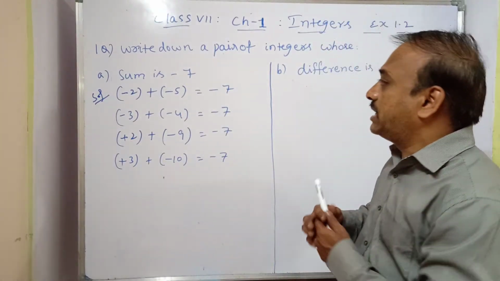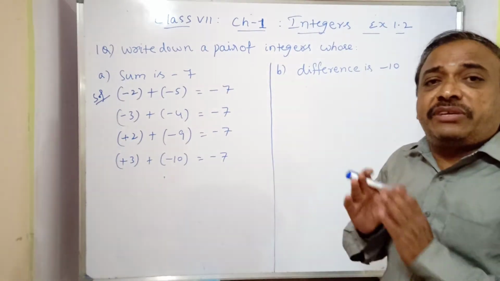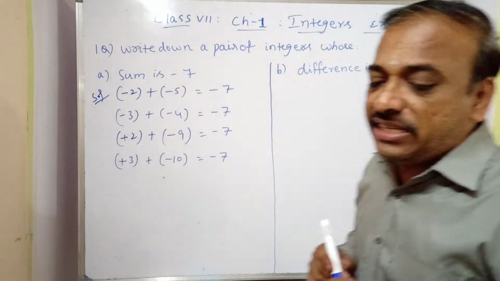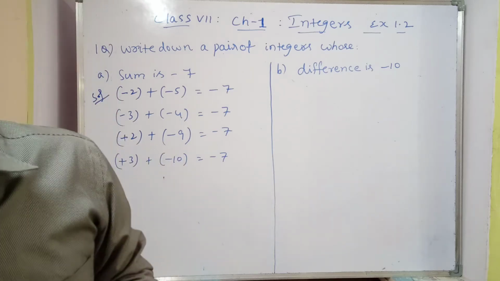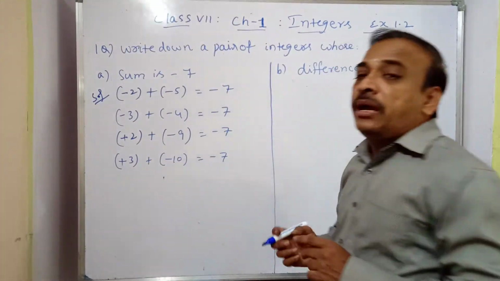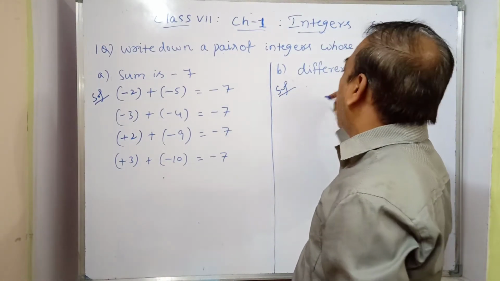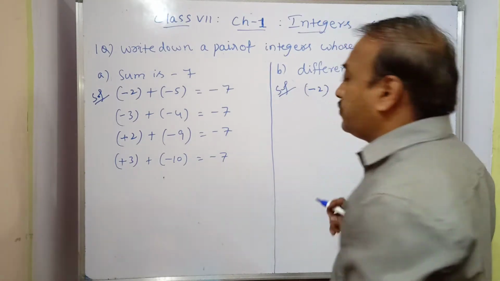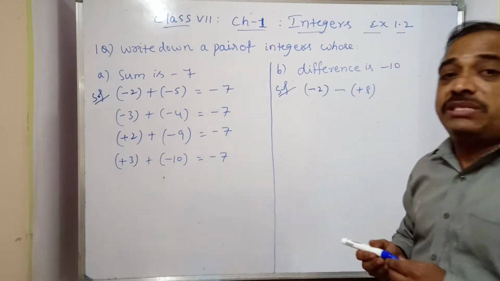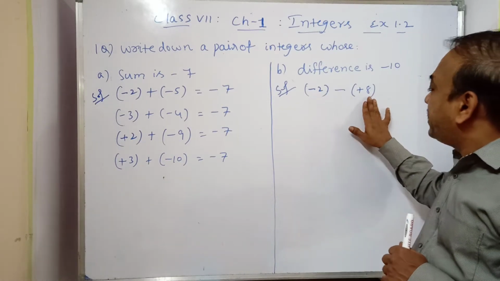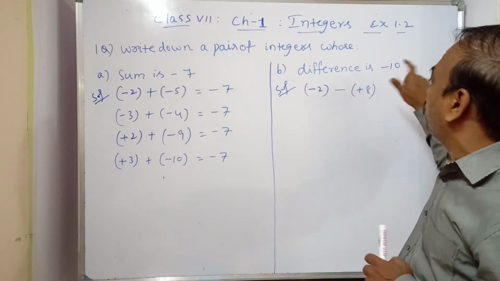So answers vary from one person to another. Let us see the next question: the difference of the two integers is minus 10. He did not mention which numbers we need to take, only the difference. Write down a pair of integers. Difference means subtraction. Solution: any pair you can take. Minus 2 minus plus 8. I am subtracting plus 8 from minus 2, so the difference between those two should be minus 10.